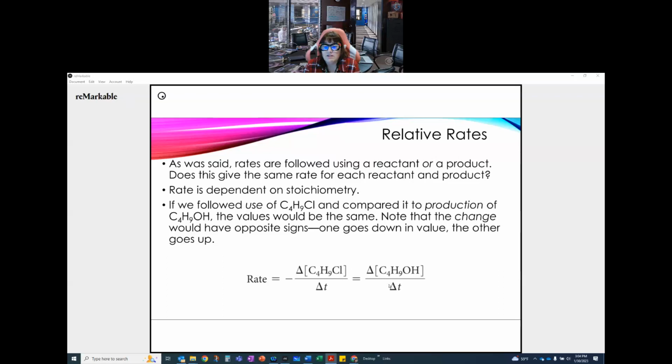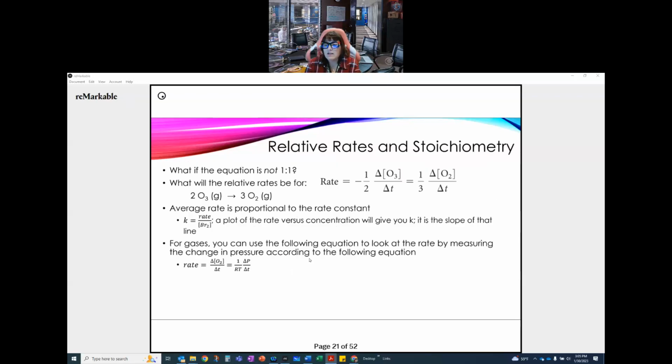If we followed the C4H9Cl and compared it to the production of the C4H9OH, the values would be the same. So we do this for the C4H9Cl, which is my reactant. It's negative, and it's equal to the rate of production of C4H9OH. So the change would have opposite signs. So one goes down, and again, we make that negative for the reactant so that we can do comparison between reactant and product. Okay, so that's cool. So we can look at it from that.